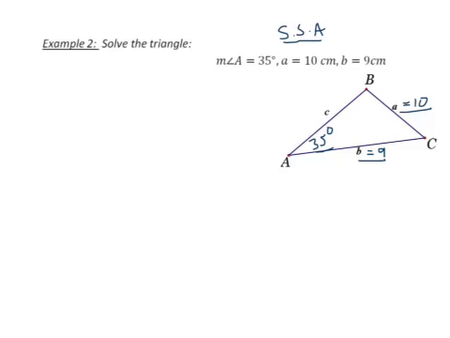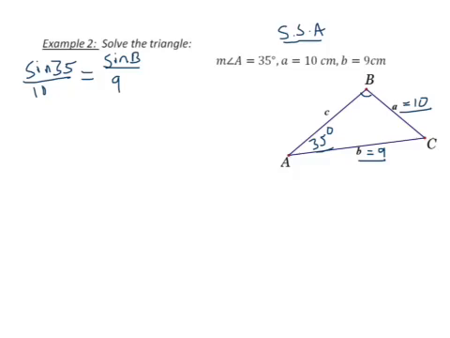We know the sine of 35, which is our A value, over side A, which is, let's go back, we know what that is. That is 10, equals the sine of, well, let's start with B, because we know side B, so let's look for that angle across there. We'll come back for C later. So we have the sine of B all over 9.